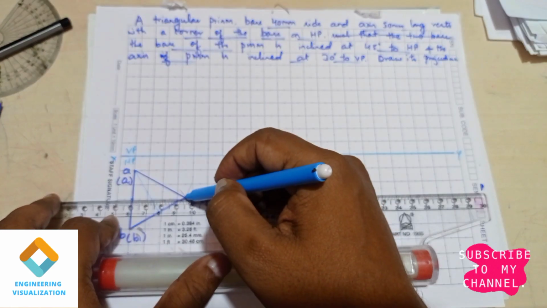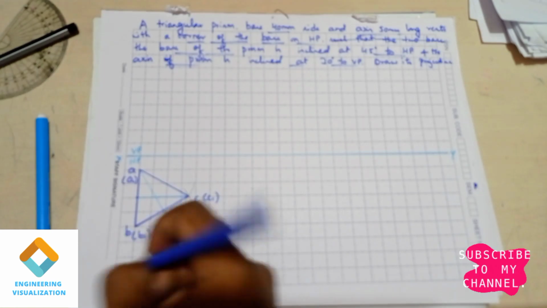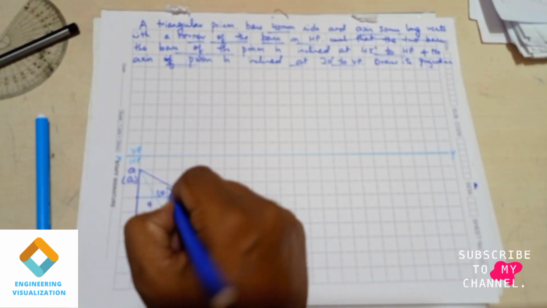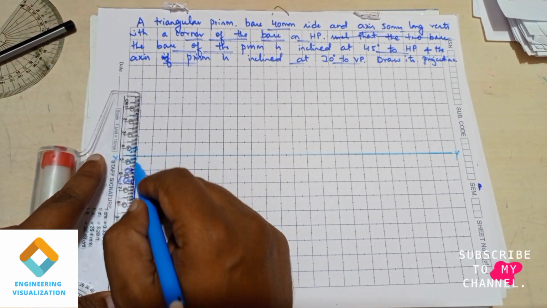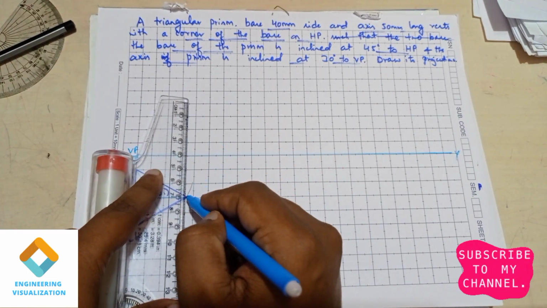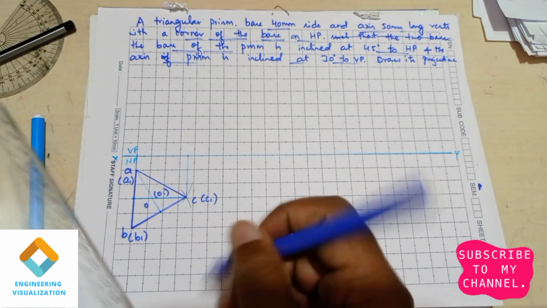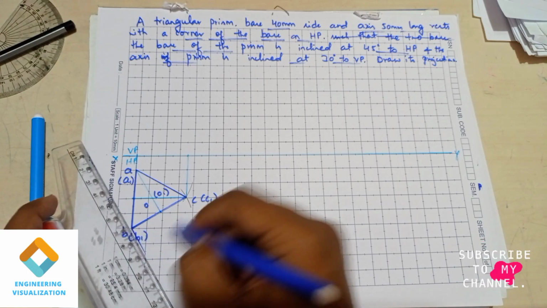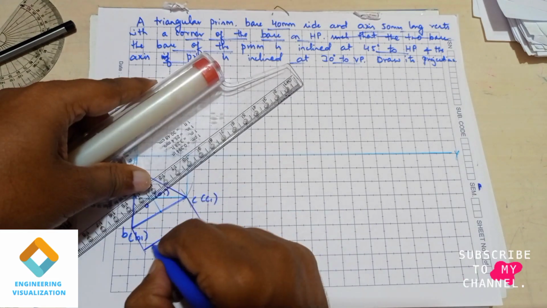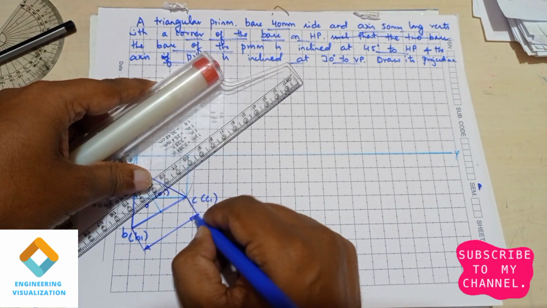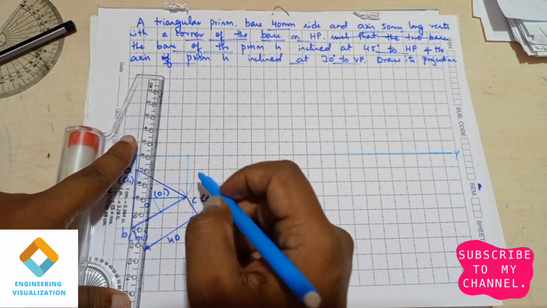So this is nothing but O1. Draw the projection lines. I think I have not shown the dimension here. You can show the dimension for one side, any one side is enough. This is 40. So drawing the projection lines.